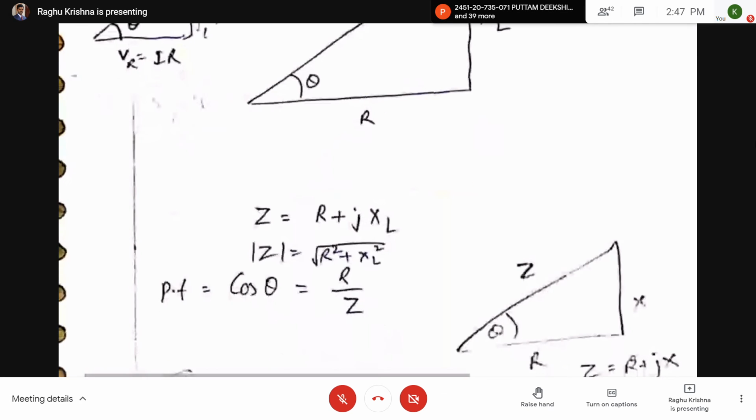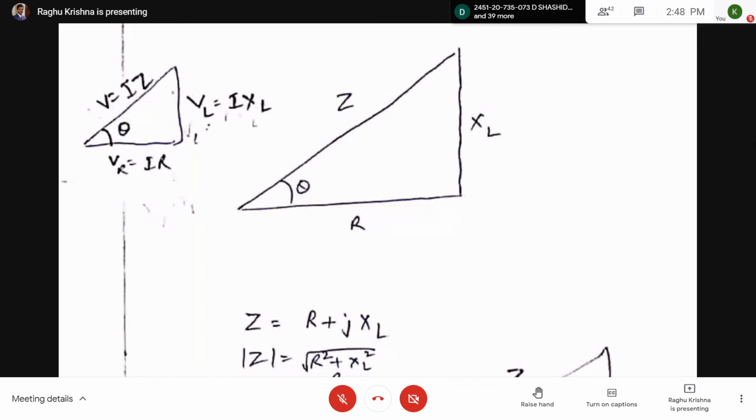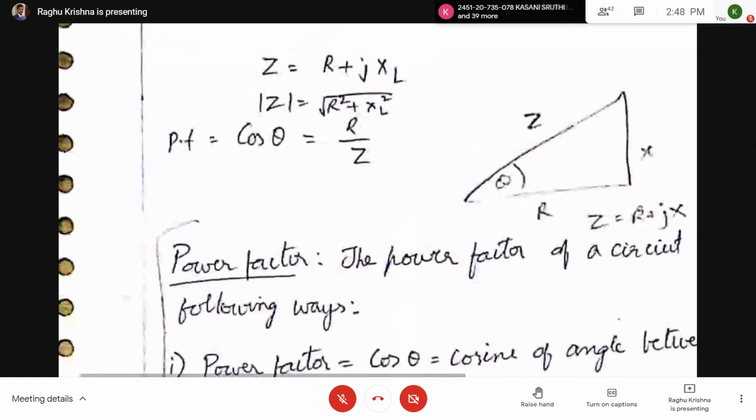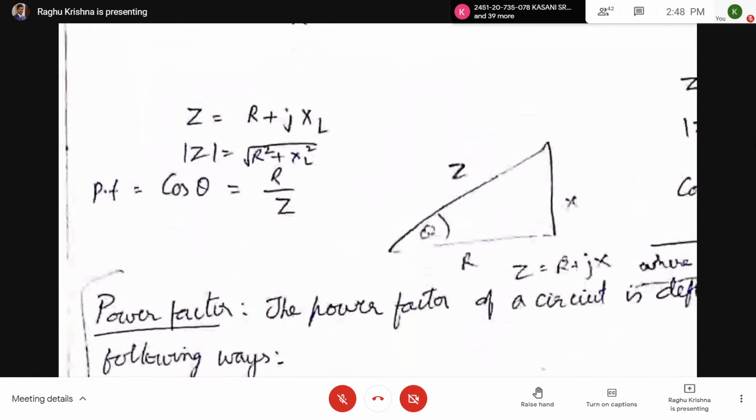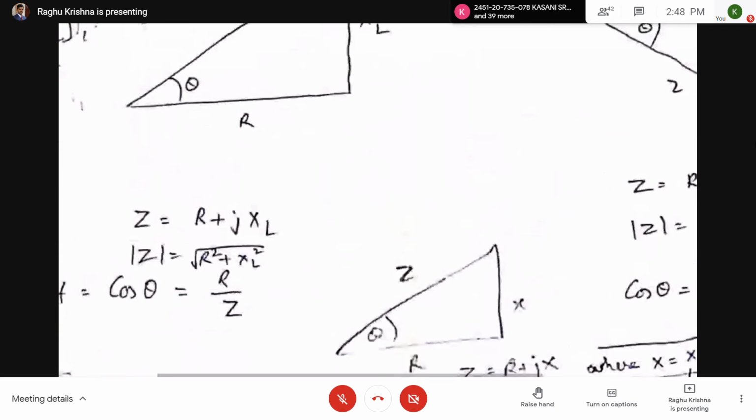Now power factor. What is power factor? Power factor is the cosine of the angle theta. So power factor equals cos theta, which is equal to R by Z. From the impedance triangle, what is cos theta? Adjacent by hypotenuse. So here, R by Z. Next, power factor you got.